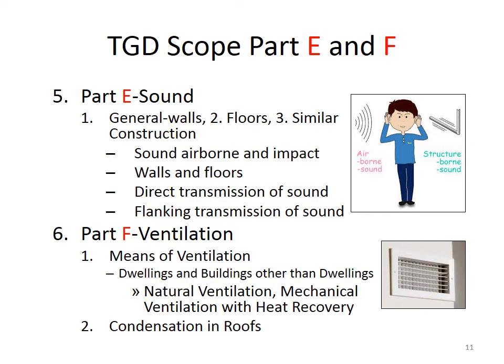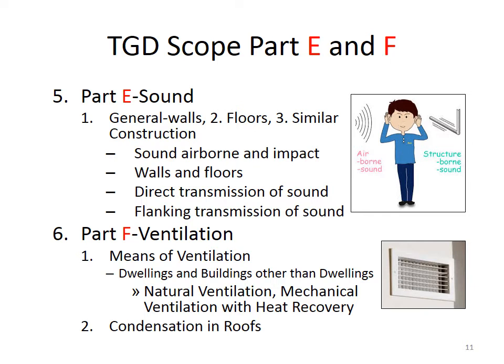Number 6 then is part F, which is on ventilation, and included in this would be means of ventilation, dwellings and buildings other than dwellings. So we're talking about public buildings and workplaces. Also covered in that would be natural ventilation, which is just like a vent in the wall, a hole in the wall, trickle vent. Mechanical ventilation with heat recovery also.